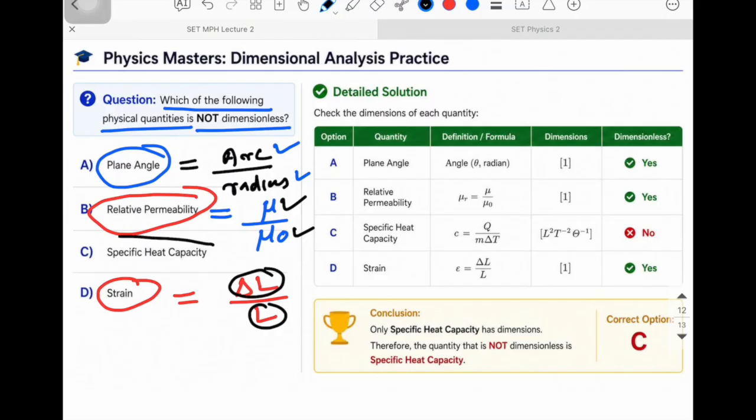But specific heat capacity we have already derived, which has dimension. So which of the following is not dimensionless? That is the specific heat. Plane angle is dimensionless. Relative permeability is dimensionless. Strain is dimensionless. This specific heat capacity has a dimension. Okay, so option C is the answer. This type of question is asked in our examination.